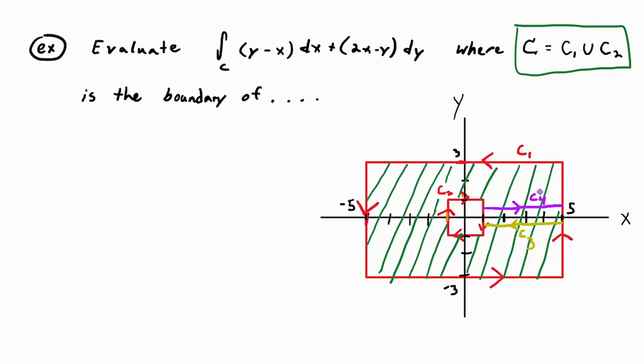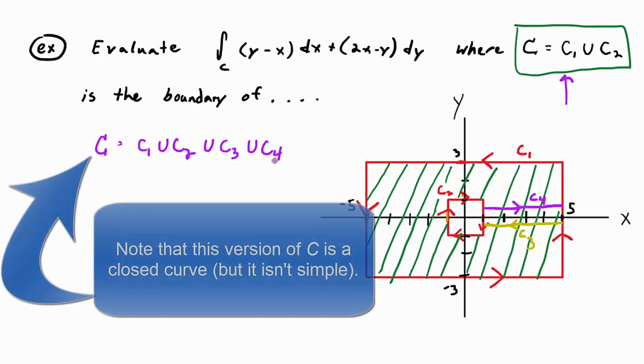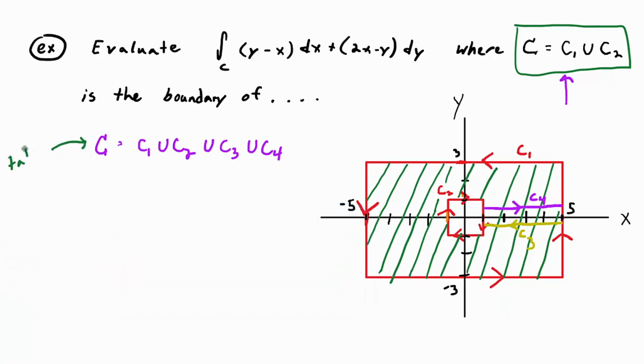My claim is that as far as evaluating the integrals, it doesn't matter if we integrate over this one or if we consider C the union of all 4 curves: C1 union C2 union C3 union C4. Now, let me give you a justification for this. We're going to take C to be this. We're going to change it to this. Take C to be this.